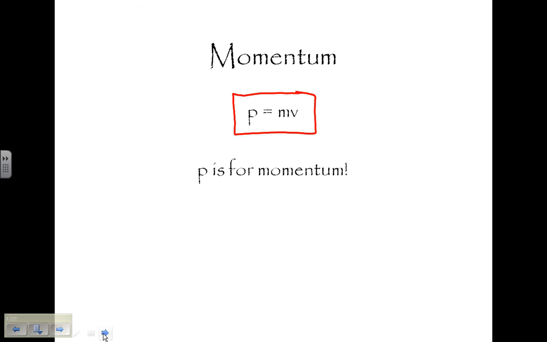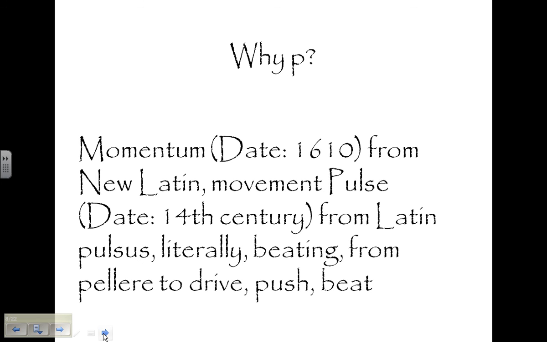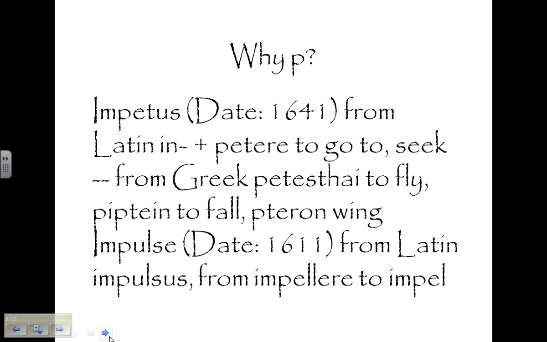Momentum, mathematically, is defined as the mass times the velocity of an object, and lowercase p is used for momentum. Why p? What I could find is this. From 1610, we had a pulse, and from the 14th century, the Latin pulsus, beating, from to drive, push, or beat. In 1641, we have something with impulse, which we'll see the connection soon.